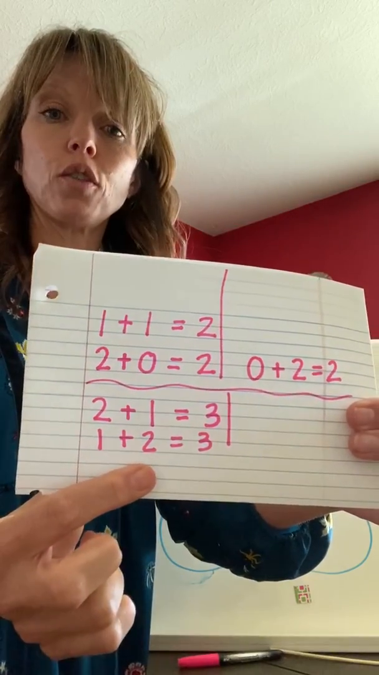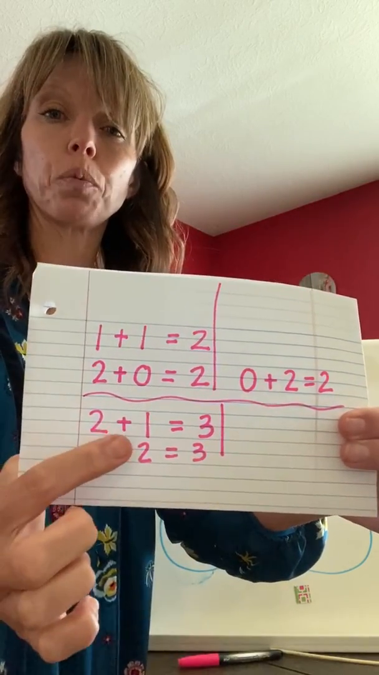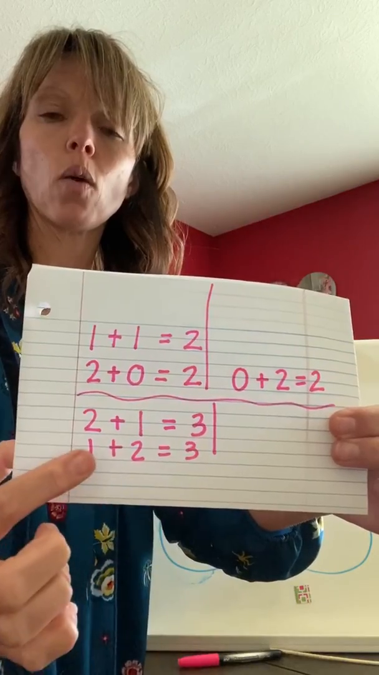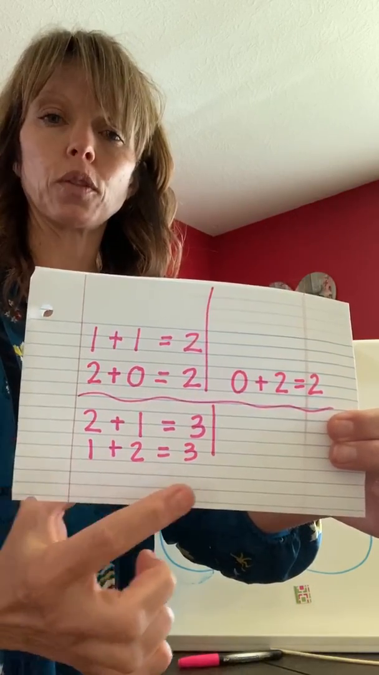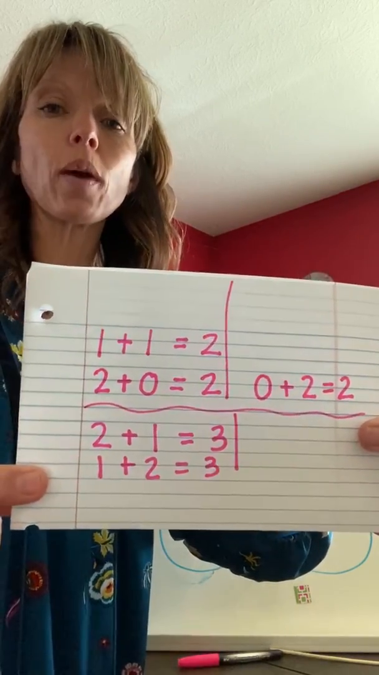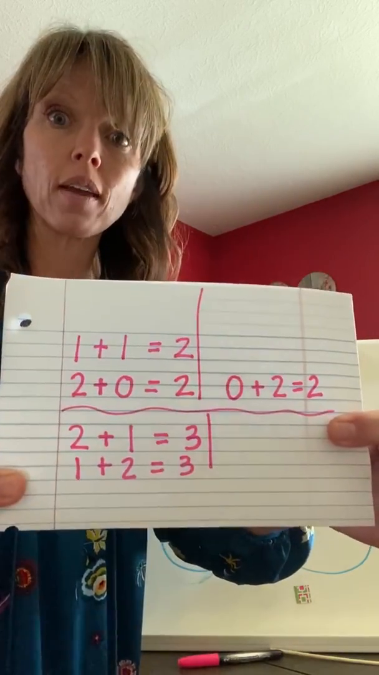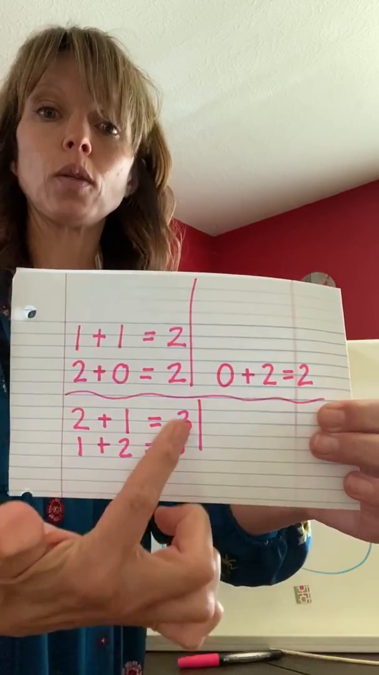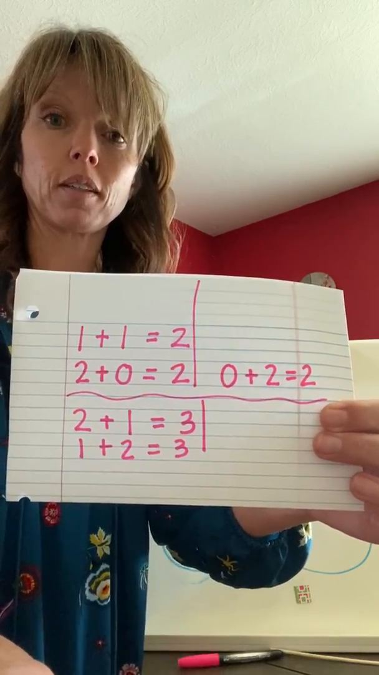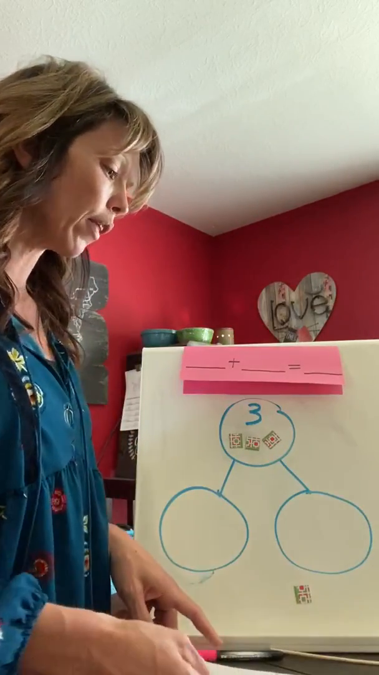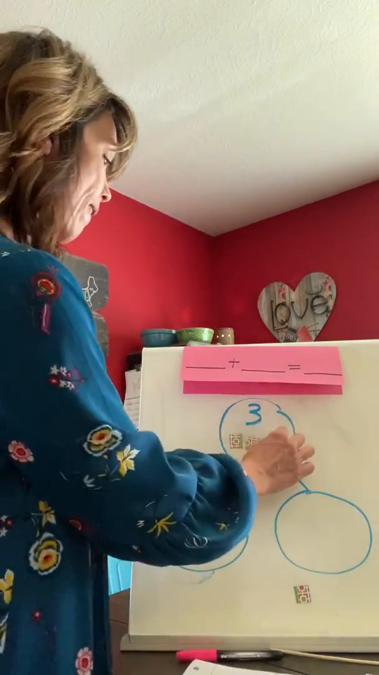One plus 2 equals 3. 2 plus 1 equals 3. 1 plus 2 equals 3. So either way you write it, we know that if we have 2 and we have 1 and we put them together, it's going to equal 3. Okay, so let's try one other way to make the number 3.